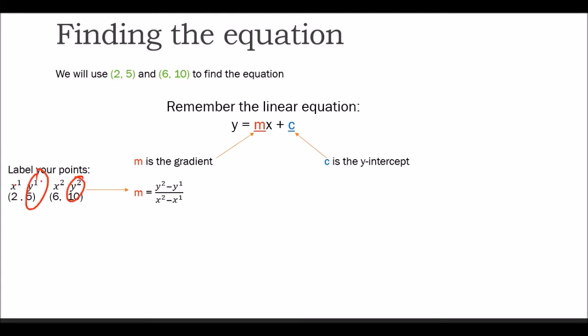So on my formula, I'm just going to substitute y2 and y1 into my formula. That will be 10 minus 5 for the top, and then the bottom is x2 minus x1. Looking at my formula, x2 is 6, x1 is 2, so it's going to be 6 minus 2. Working that out, what's 10 minus 5? 5. And then what's 6 minus 2? 4. So the answer is 5 over 4, which you can use as a decimal as well, 1.25. So my gradient so far is 1.25.